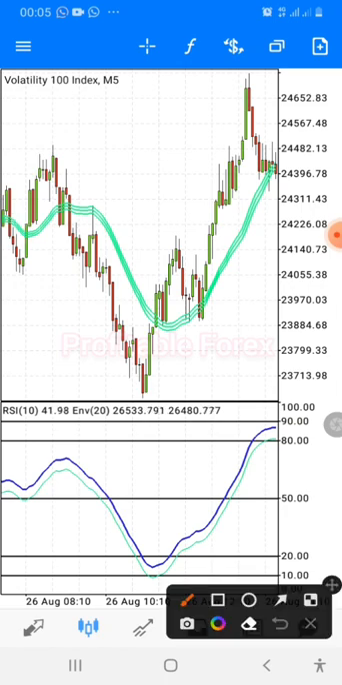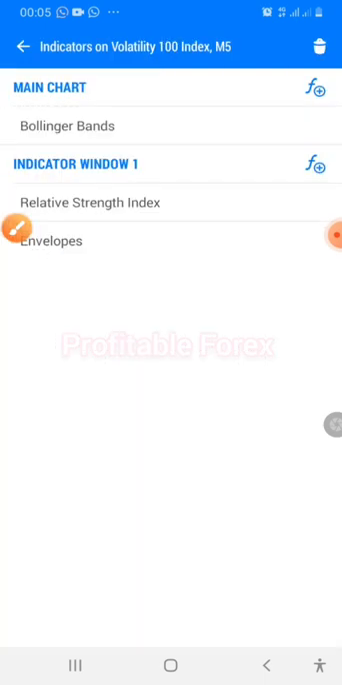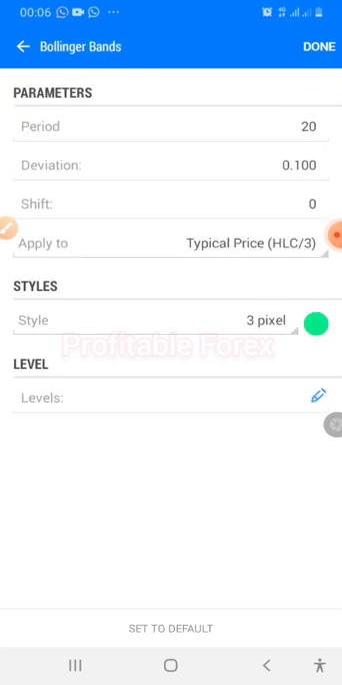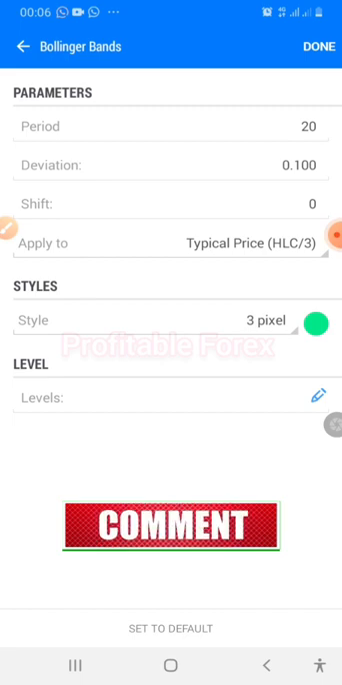So let's go ahead to our indicator window. Just pretty simple indicators. Click on the F symbol for your indicators. It's a very easy setup, just 3 indicators. The setup for the Bollinger Band is period 20, deviation 0.100, shift 0, and apply to typical price. The style is 3 pixel and the color is green. You can use any color of your choice, and click on done.